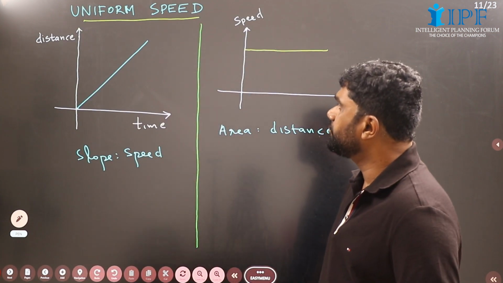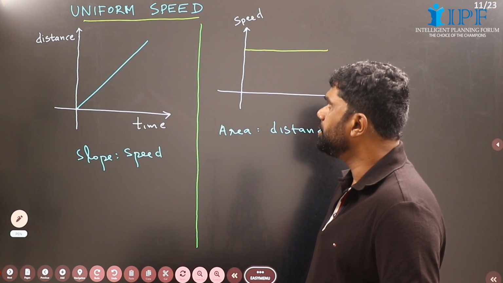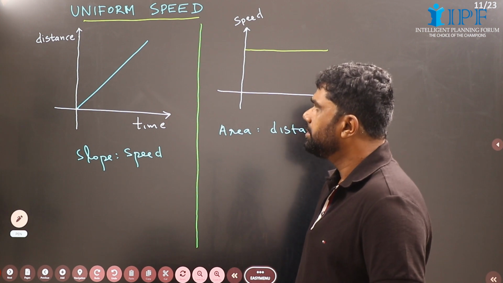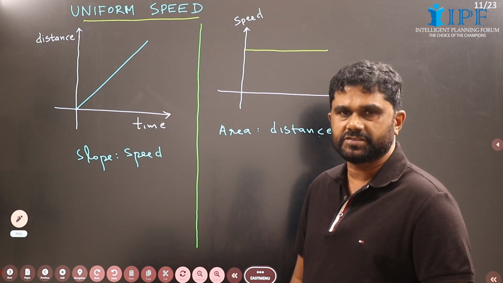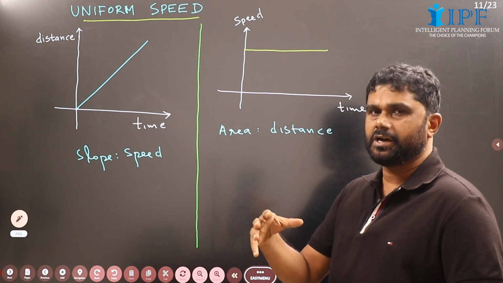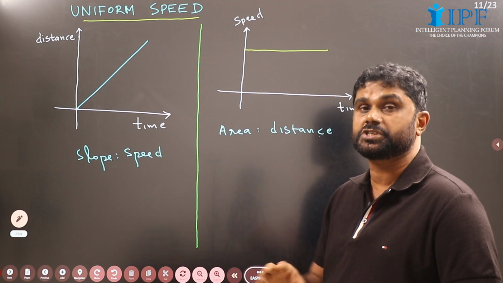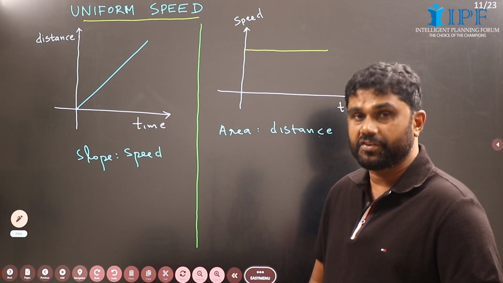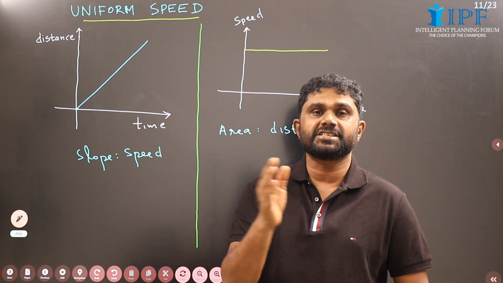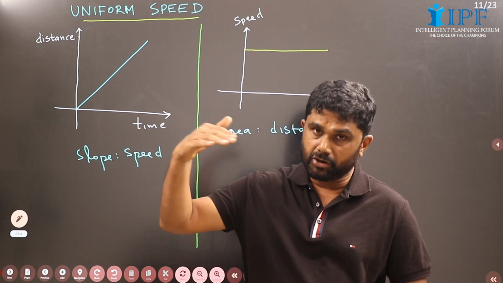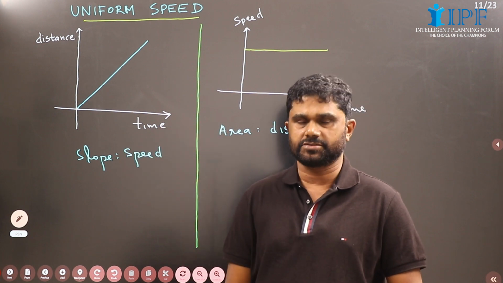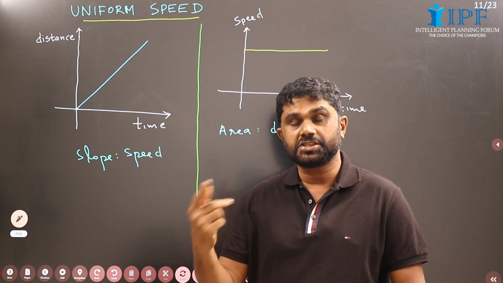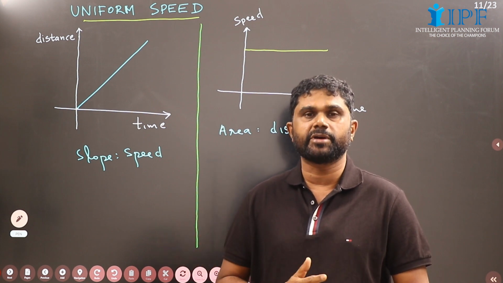Next, we have to plot the graphs for a body moving with uniform speed. Now let us plot the distance time graph. In mechanics, the branch of physics which deals with the motion of a body under the action of a force, in a distance time graph the first quantity is plotted along the y-axis and the second quantity along the x-axis. So a distance time graph means distance along the y-axis and time along the x-axis. A velocity time graph means velocity along the y-axis and time along the x-axis.